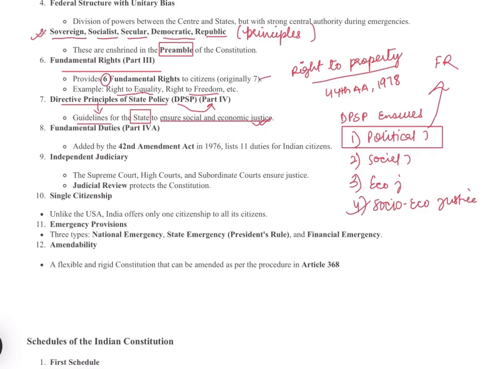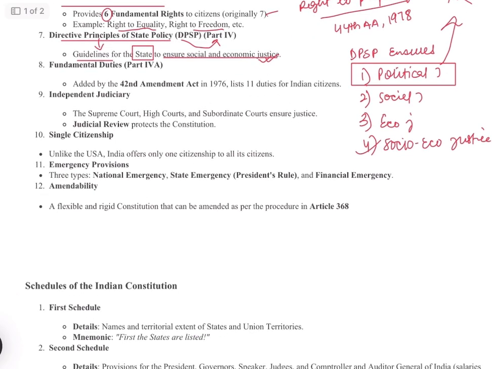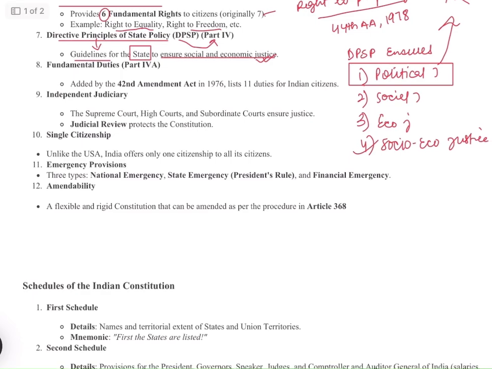I'll suggest you make notes out of this video. It will be really helpful because whatever I'm telling you are very key and very important facts. Next one is fundamental duties. As I told you, DPSPs are guidelines for the state, in the same manner the constitution has given guidelines for citizens as well, and that is fundamental duties. But originally it was not in the constitution. It was added through the 42nd amendment in the year 1976, and we have 11 duties for citizens.